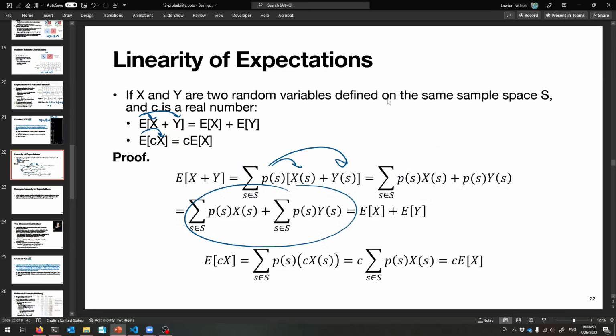That's not hard to do. That changes nothing, right? And then this form is just the expectation of x. And then that second form is just the expectation of y. It's super nice.